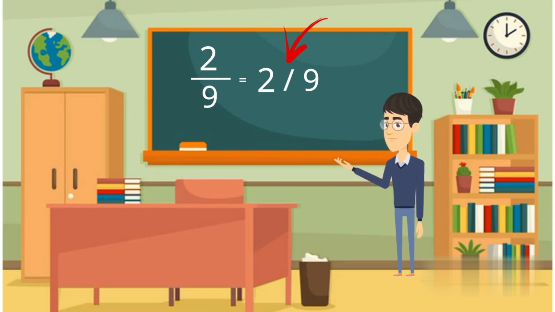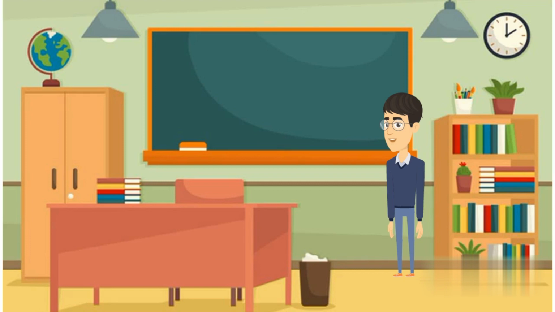Now let's do the opposite way. Let's transform some division problems into fractions. 3 divided by 5 can be written as 3/5. 1 divided by 6 can be written as 1/6. 2 divided by 5 can be written as 2/5.